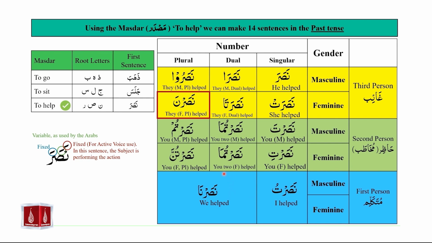Examples from the table. Nasarna means we helped. Nasartuma means you two helped, referring to the masculine gender. Nasarta means she helped, and nasara means he helped.